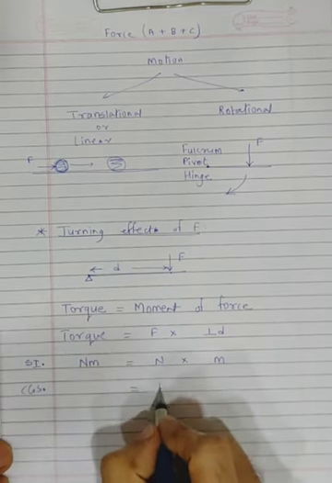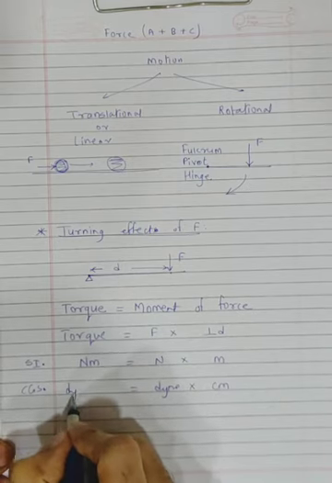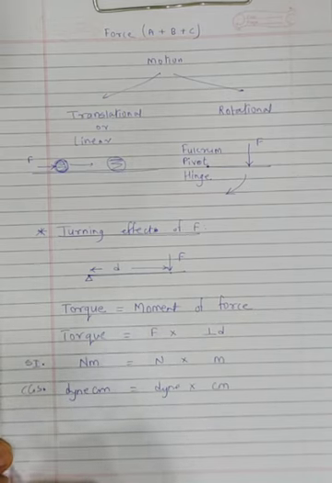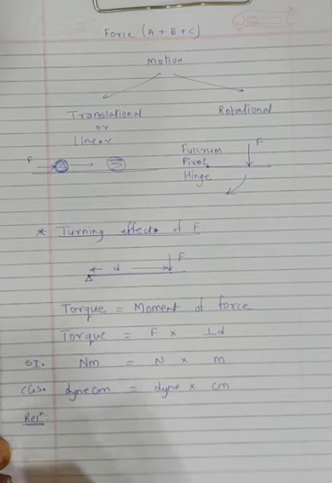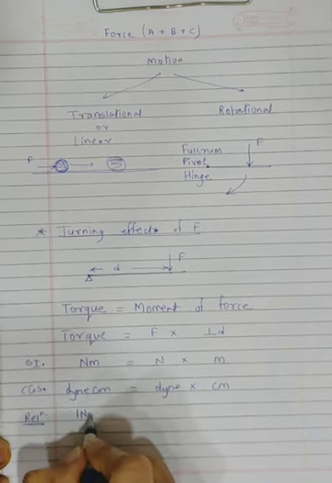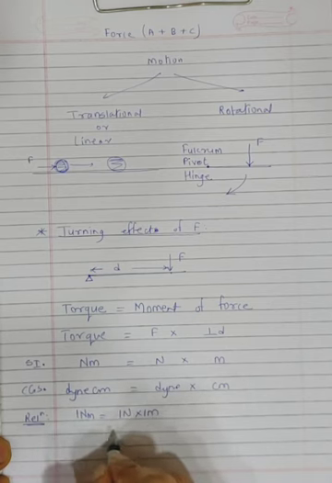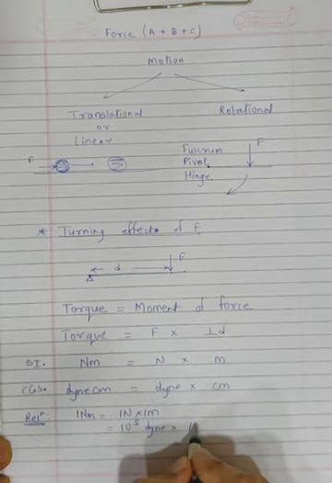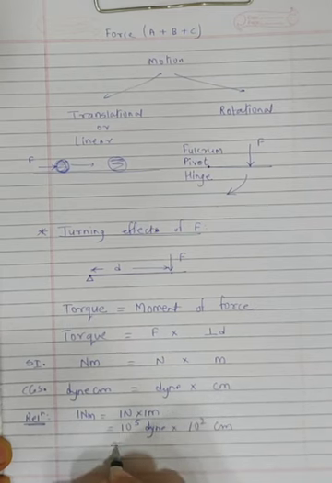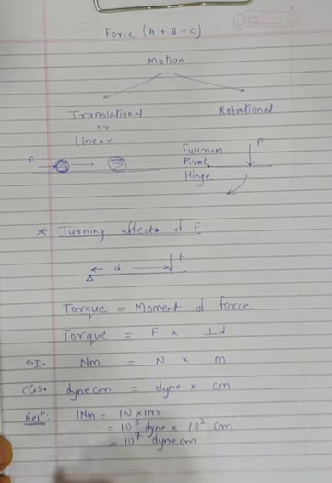What would be the CGS unit? It will be dyne into centimeter. So what does this become? Dyne centimeter. And what is the relation between this SI and CGS? So the relation is what? That 1 Newton meter is equal to what? 1 Newton into 1 meter, 10 raised to 5 dyne into 10 raised to 2 centimeter, which is equal to what? 10 raised to 7 dyne centimeter.